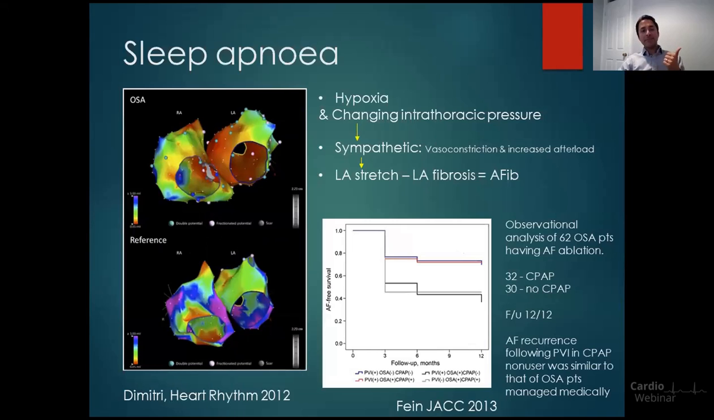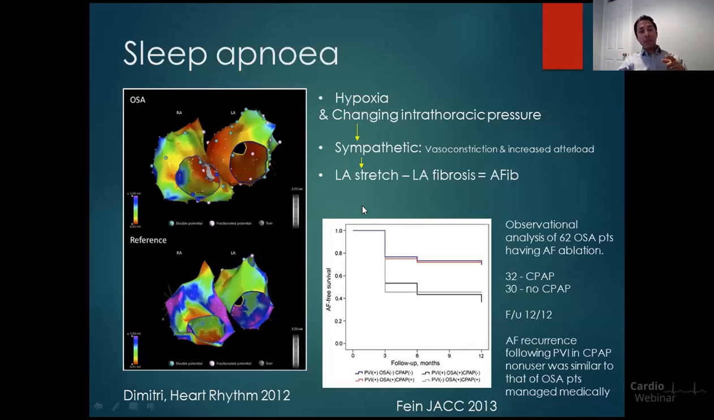Sleep apnea. Now, sleep apnea is a recognized cause of fibrillation. Why? Because sleep apnea causes hypoxia. Sleep apnea changes the intrathoracic pressure within the thorax and indirectly changes the pressure within the atrium. It also causes a surge of sympathetic activation, which can result in vasoconstriction and increased afterload, which can backtrack on your left atrium, causing stretch, fibrosis, and fibrillation.